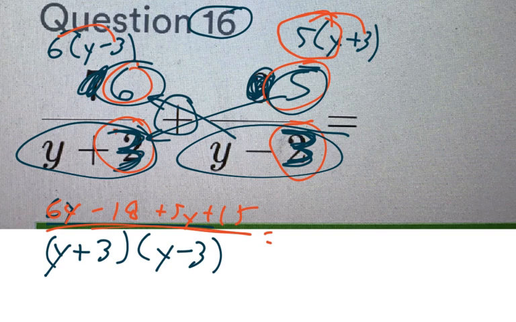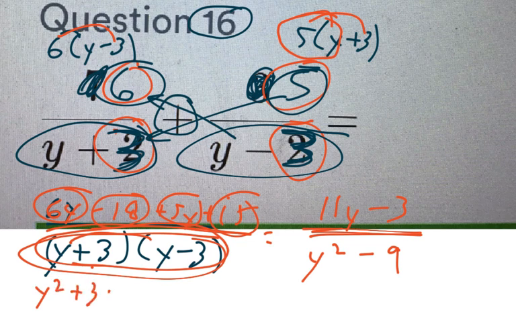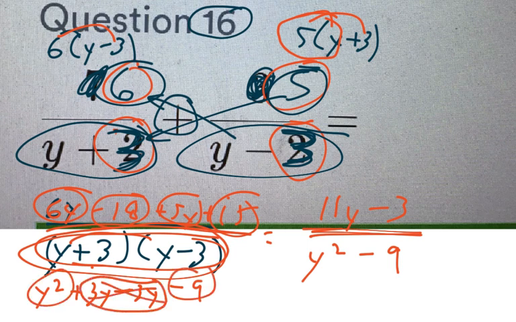So, what do I have? I have 6y and 5y is 11y. I have 15 minus 18 is minus 3 over my denominator. Now, if we times this together, we will get y squared minus 9. This, I hope you recognize, is a difference of 2 squares. But if you actually times this together, you will actually get this. And the 3y minus 3y cancel each other out, so you're just left with y squared minus 9. So there's our answer.